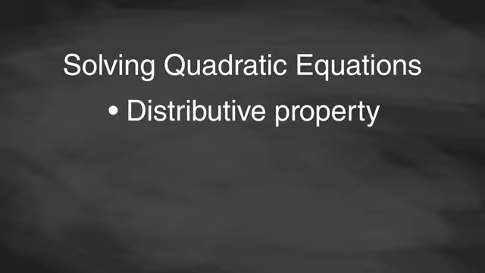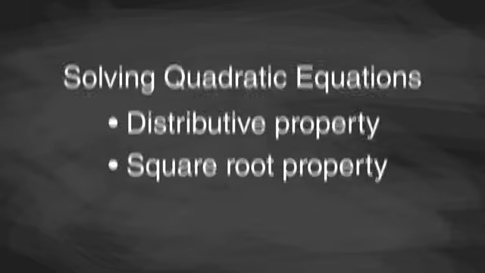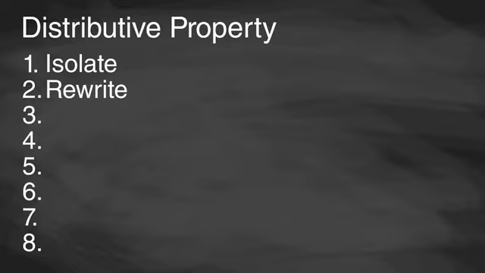The distributive property and the square root property are two methods that can be used to solve quadratic equations. There are 8 steps for solving quadratic equations using the distributive property method. 1. Isolate. 2. Rewrite. 3.